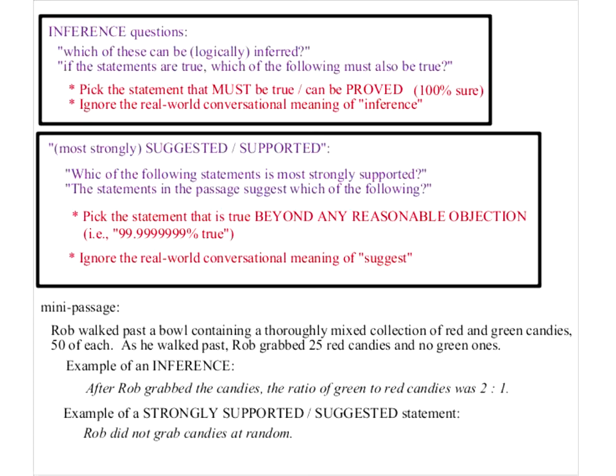To this statement, again, you can't 100% prove this, but the only objections to this statement are totally absurd. Because if you were going to object to this, you would have to say something like, well, maybe Rob grabbed 25 reds and no greens completely at random and just happened to grab 25 of the same thing. But you should be able to see that that's just not reasonable. So you can't prove this statement true, but the only objections to this are just ridiculous. Smiley face, if that makes sense.